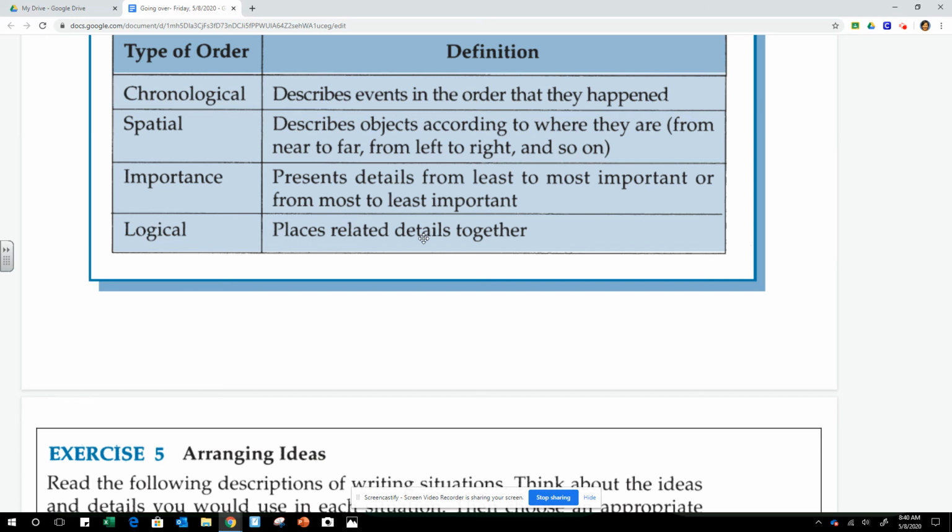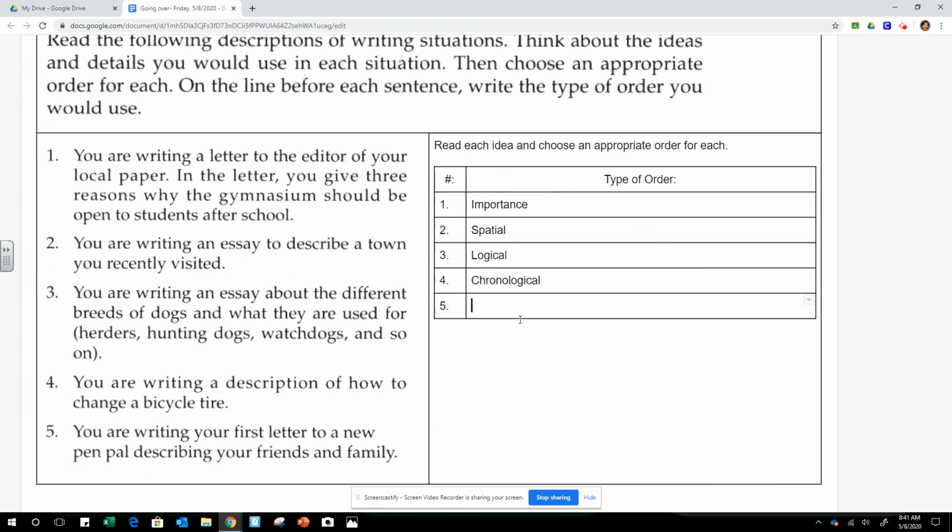explaining different details of your family and different details of your friends, and you're bringing all of those ideas together. So it just depends on how you view it. You can use importance or logical, and either one I would say is correct. Okay? And that's totally up to you.